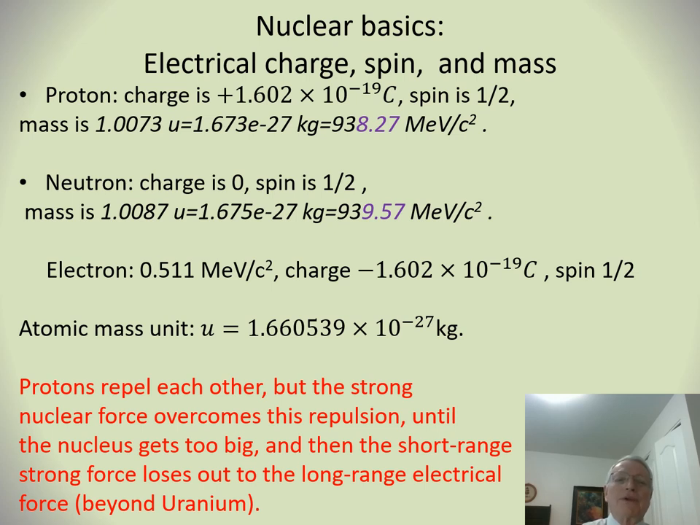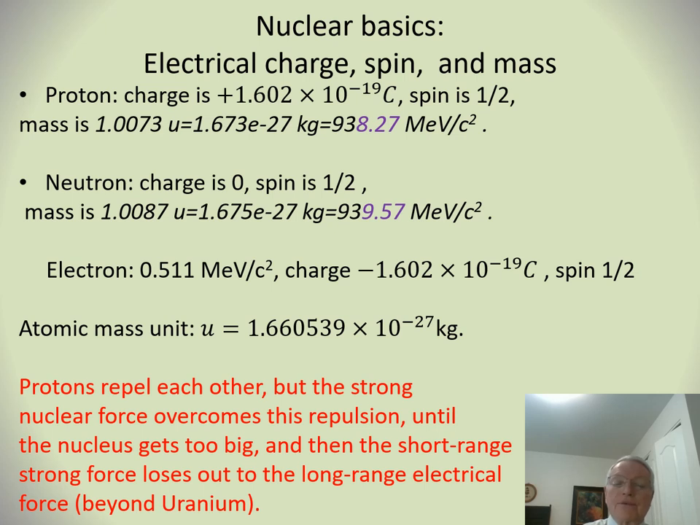So you have one proton, that's like a one. A neutron is also close to a one, 1.0087 in mass. It has no charge. It's also spin 1/2, so it's antisocial. The electron has a much smaller mass. Its charge is minus one electron unit. It's spin 1/2.